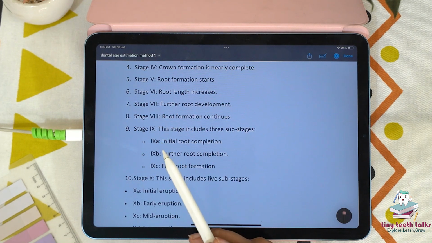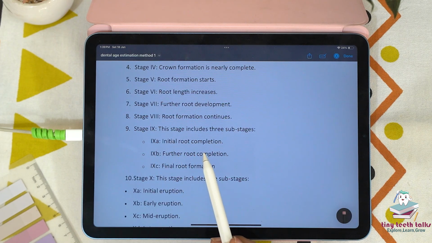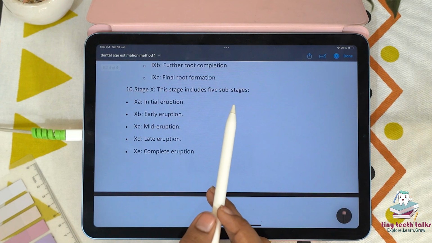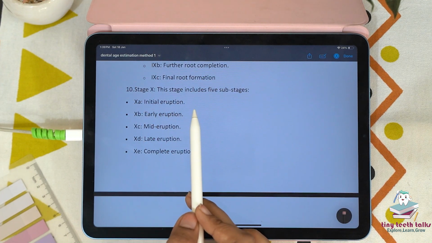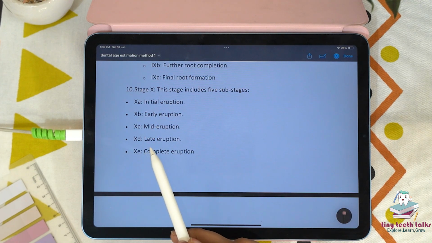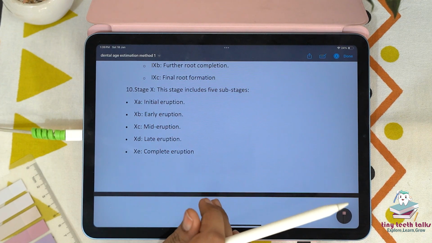9, this stage has 3 substages. 9a, initial root completion. 9b, further root completion. 9c, final root formation. And stage 10 has 5 substages. 10a, initial eruption. 10b, early eruption. 10c, mid eruption. 10d, late eruption, and 10e, complete eruption.